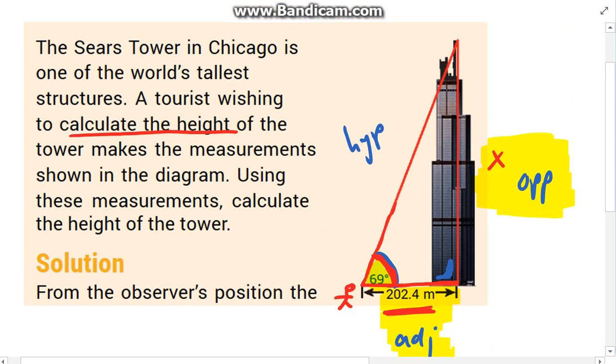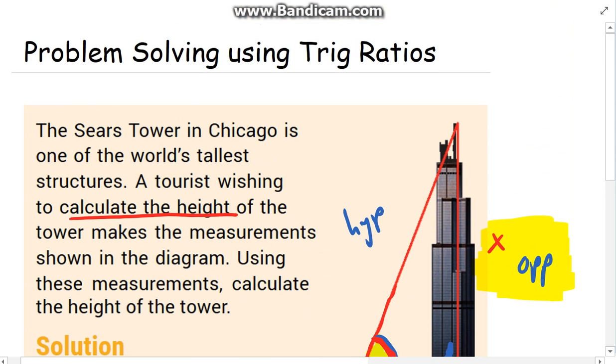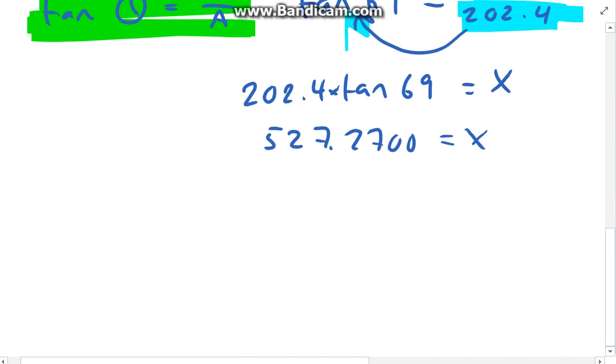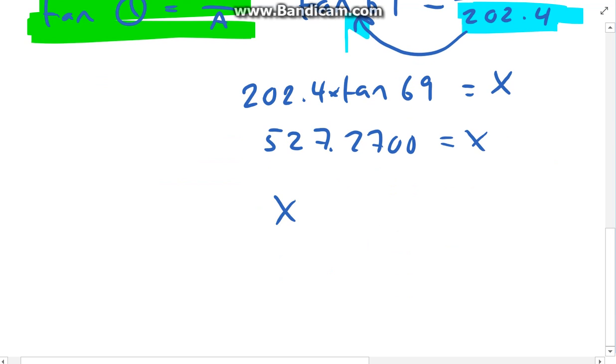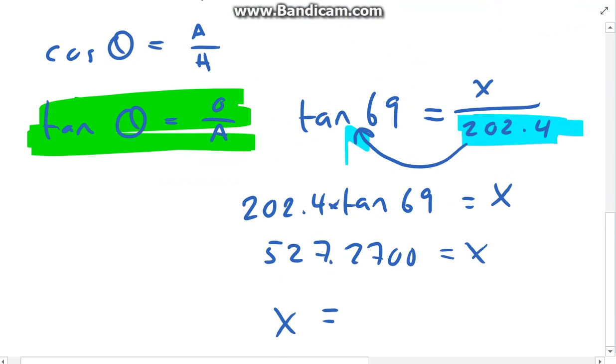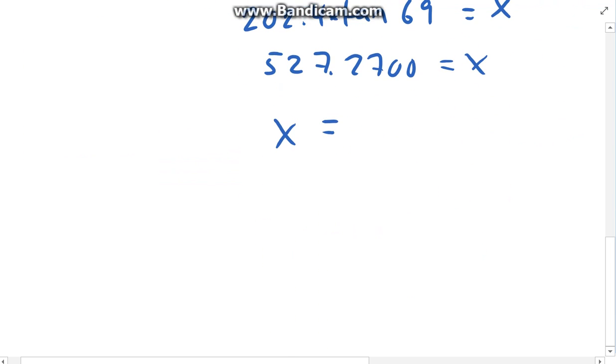So let's see what they wanted. Height of the tower. Using these measurements, calculate the height of the tower. Okay, they never said to how many decimal places. In your exam, they always will. We can just say, given that they've used decimals in the diagram, I'm going to give the answer in decimal form. So the height of the Sears Tower was 527.27 metres.